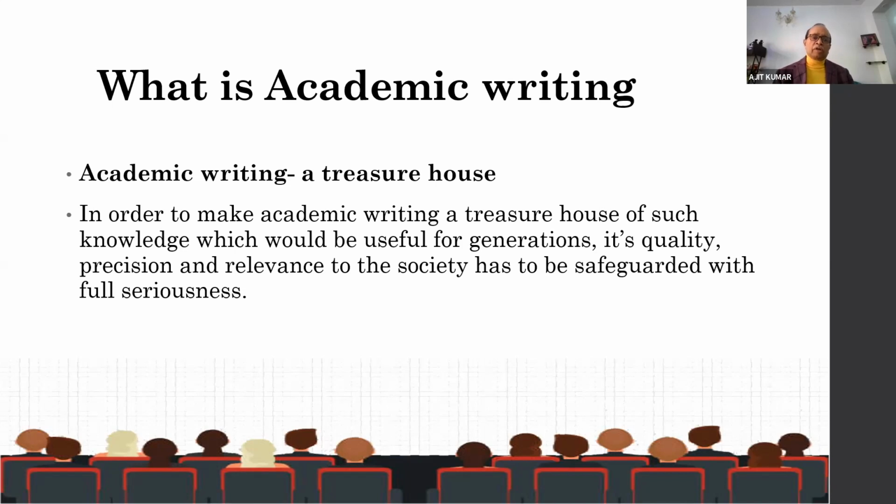We can also say that academic writing is a treasure house. This is the treasure house in which knowledge is stored from generations to generations, and it is passed on from generations to generations. Generations get guided, get enriched by it, and the society's future is shaped by it. But at the same time, the way academic writing is sometimes treated these days, one has to be very careful. In order to make academic writing really a treasure house of such knowledge, which would be useful for generations, its quality, its precision, and relevance to the society has to be safeguarded with full seriousness. We need to respect academic writing with full seriousness.